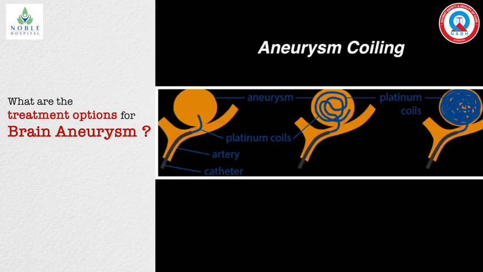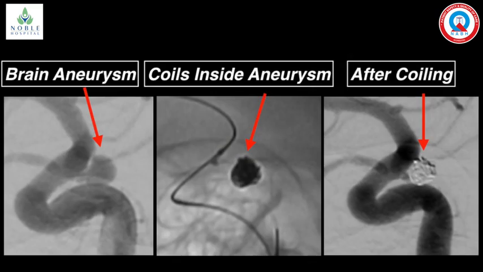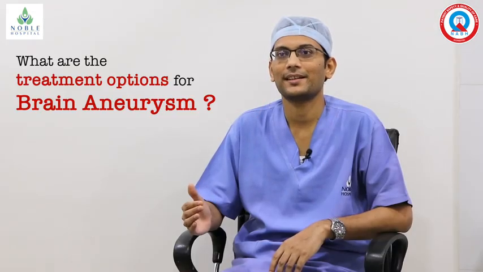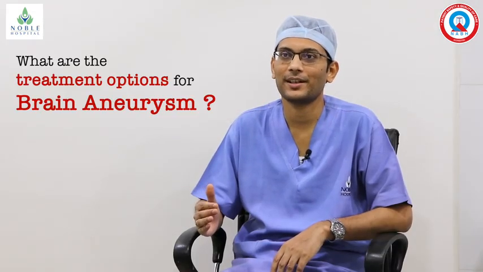One of the most advanced treatments in brain aneurysm is known as aneurysm coiling. In this procedure, multiple metallic coils are placed inside the brain aneurysm through the leg blood vessel, without any need for open surgery. For an unruptured aneurysm, treatment is generally decided on the basis of the size of the aneurysm.